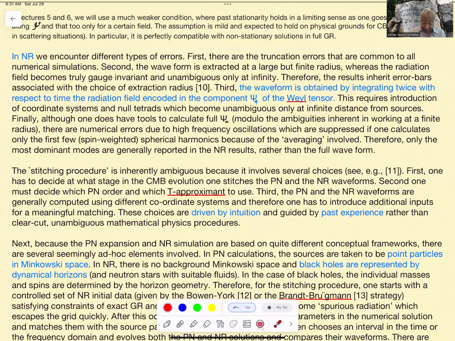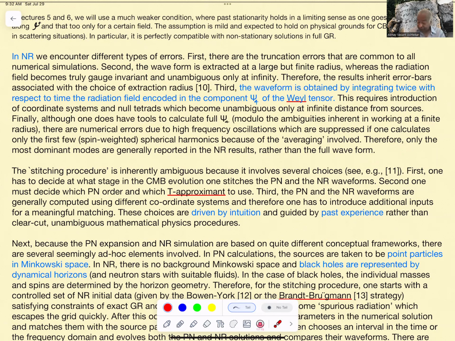Finally, although one does have tools to calculate psi4, modulo the ambiguity inherent in working at a finite radius, there are numerical errors due to high frequency oscillations in psi4, because we are truncating, as I said. What one calculates is often just the first few spin-weighted Y_lm components. The spin weight is 2, so typically it is the Y minus 2 lm components. That is what sigma bar was, as we saw before.